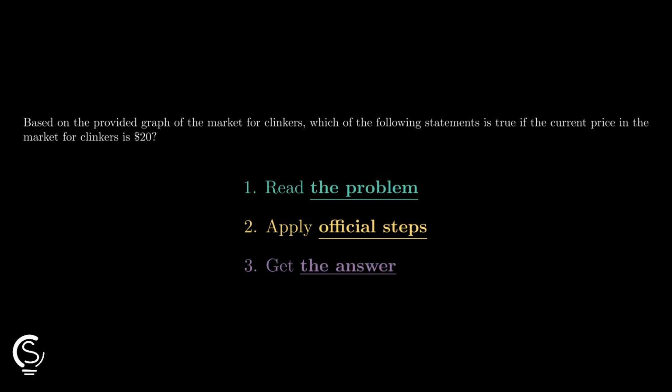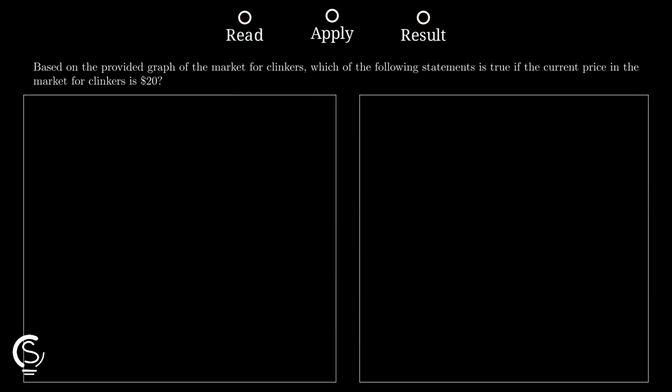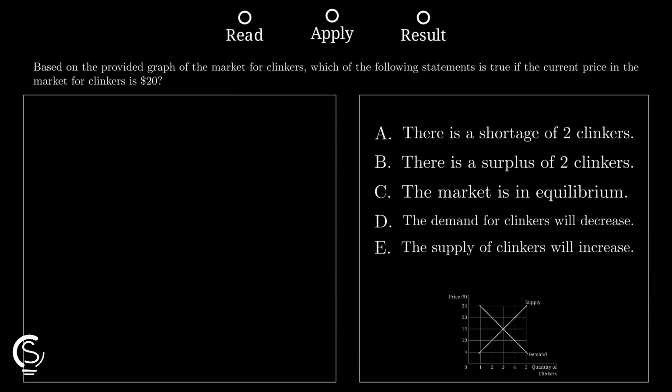Market graphs can be tricky, but we will solve this clinker problem fast. Let's find the true statement when the price hits $20. Look at the graph where the price is 20. Follow that line to see that the quantity demanded is 4, while the quantity supplied actually reaches a total of 6.